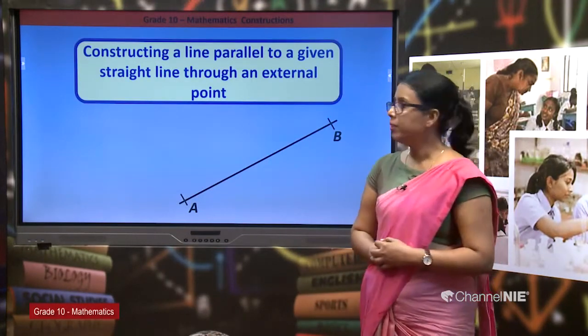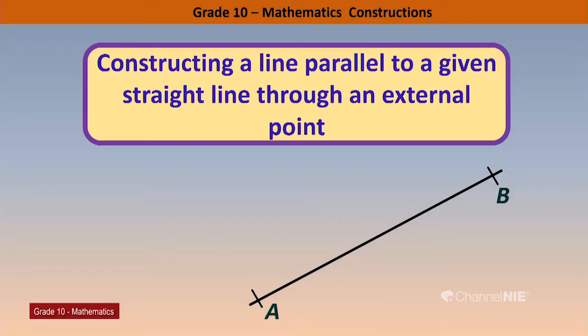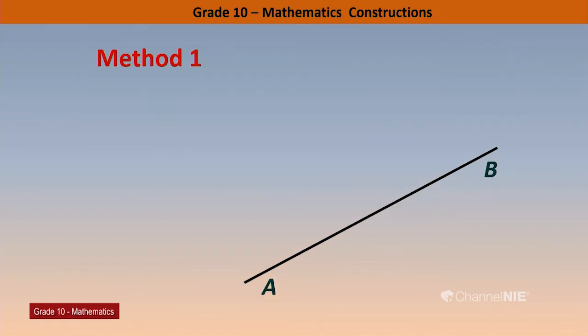This time we want to construct a parallel line through a given point. Let us take the point as C. We want to construct a parallel line to this AB through C. There are several methods to construct parallel lines. I will teach you 3 methods. This is the first method that we are going to use. Think that there is a line AB and there is a point C. We want to construct a parallel line to AB through C.